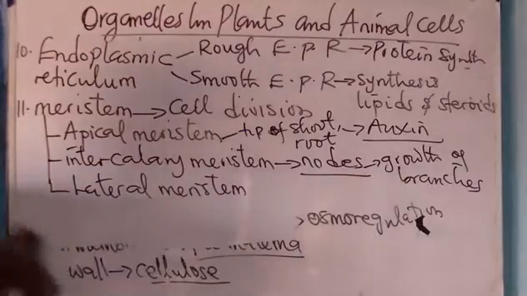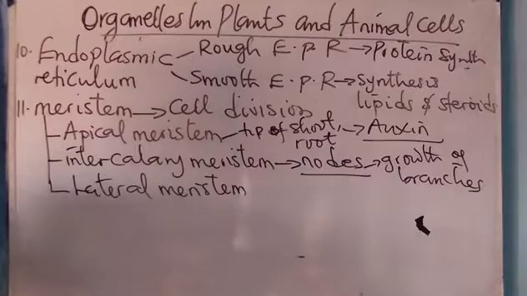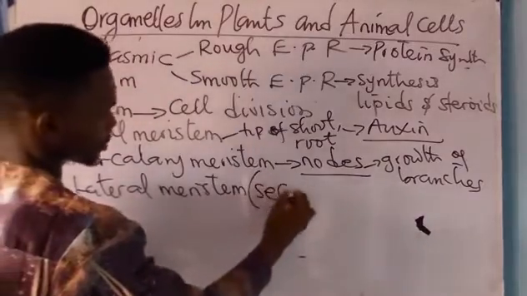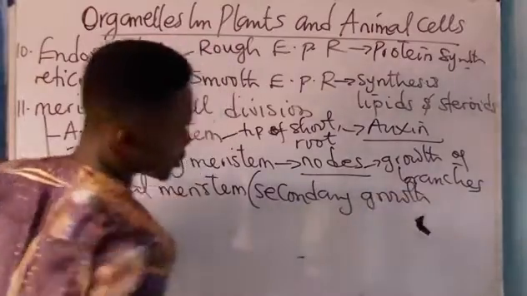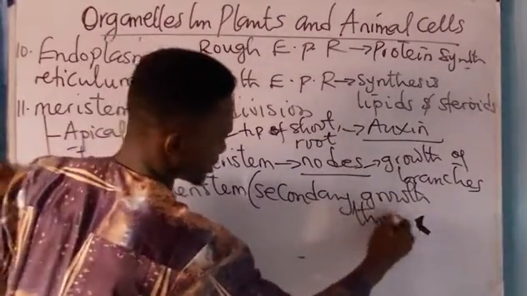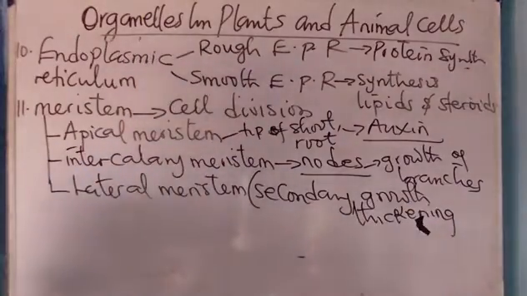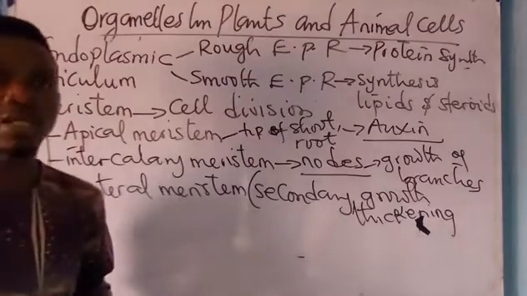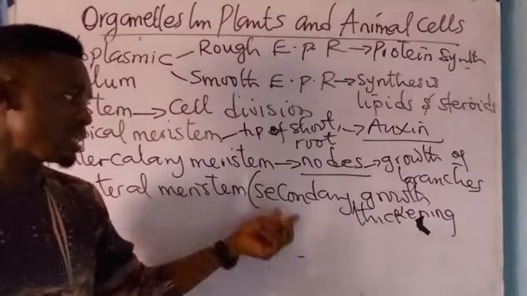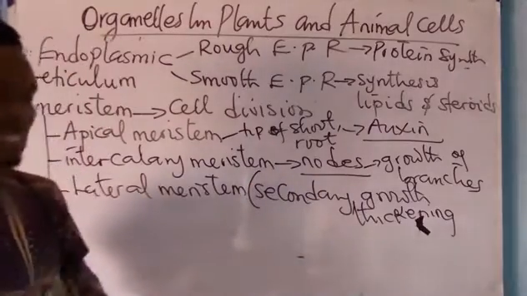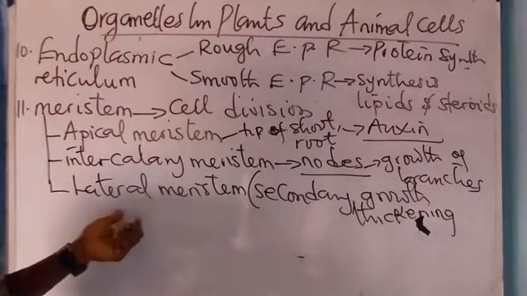The next one, you have lateral meristem. The lateral meristem enhances what is called secondary growth. I may also call it secondary thickening. Now, what is the meaning of secondary growth? Secondary growth is a phenomenon characterized by the increase in the diameter of what? The root. And the type of meristem that does that is what?